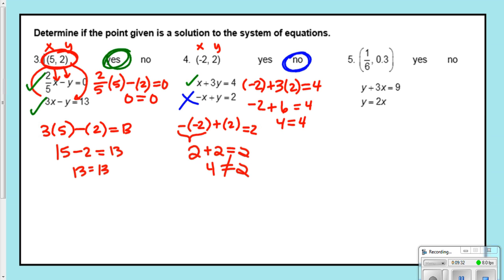Now would probably be a good time to pause. Try this last one on your own. Don't be afraid of the fraction and the decimal. Go ahead and pause if you want to work it out.